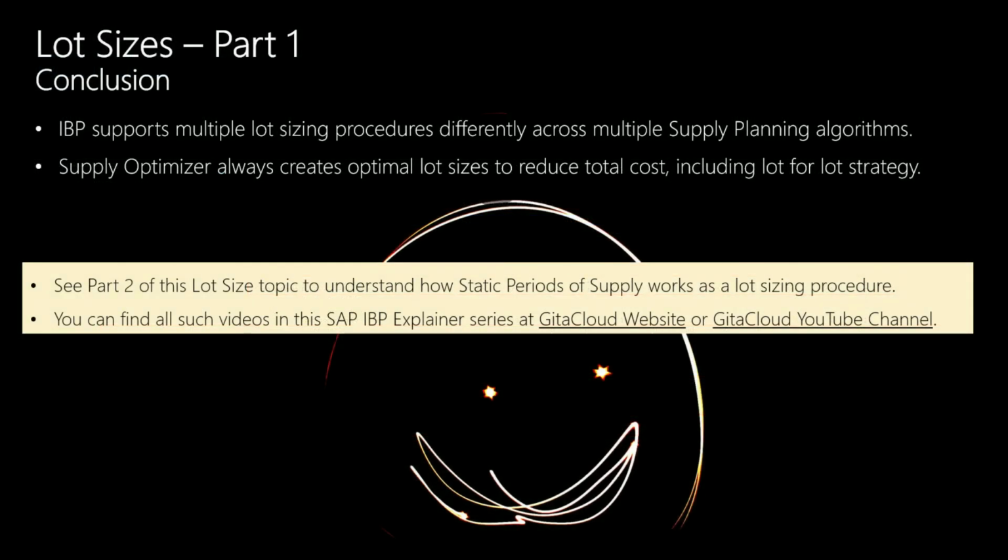In conclusion, IBP supports multiple lot sizing procedures across multiple supply planning algorithms. Infinite Heuristic supports lot for lot, a rough cut planning designed to see how the raw demands propagate through the supply chain network. Optimizer produces optimal lot sizes based on balancing inventory production versus storage costs. However, Optimizer cost model can be tweaked to deliver lot-for-lot strategy if needed. See part 2 of this lot size topic to understand how static periods of supply works as a lot sizing procedure. You can find this and all other IBP explainer series videos at GitaCloud website or GitaCloud YouTube channel.